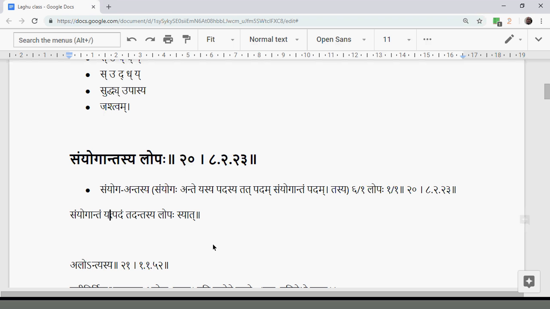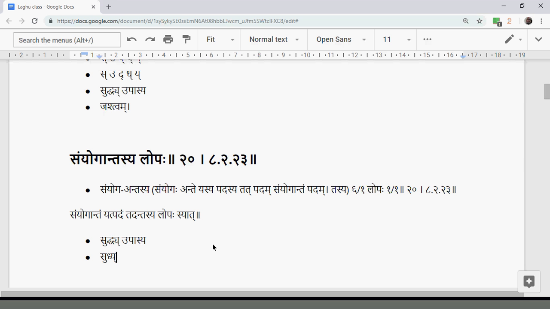So that is being said here: sanyogantam yat padam, that pada which ends in a sanyoga. Sanyogantam means that word which ends in a sanyoga, tadantasya lopaha syat. So tadantasya, tasya antasya lopaha syat. The lopa is for the ending of that. Means if you say sanyoga, in our example, what are we looking at? We are looking at sudhyupasya.